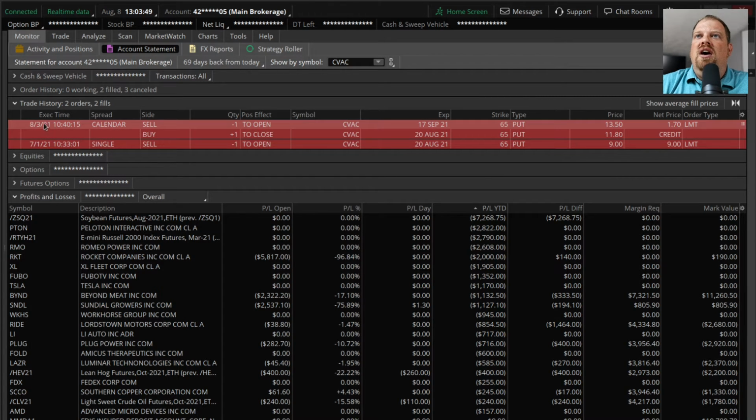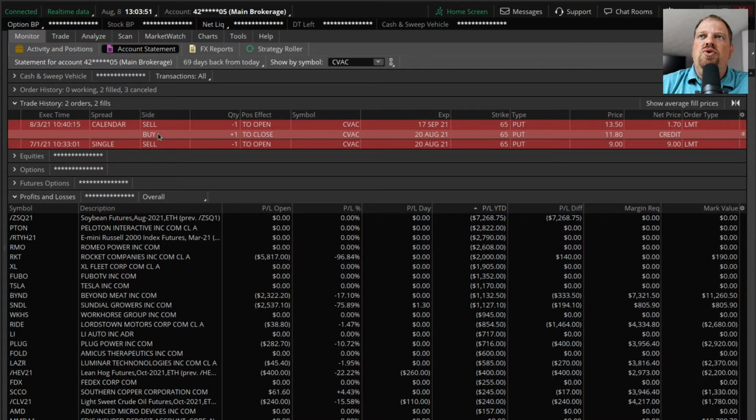Now, you can come up here on the August 3rd trade and you can see two transactions. You see a buy and you see a sell. What you see here is a buy to close, CVAC, August 20th 2021, 65 put for 11.80. This is closing the initial position that I opened for $9. I collected $9 on the trade initially, but when I went to close it, I had to pay $11.80. So this actually is a loss that I'm going to book in the month of August on my brokerage trading account.